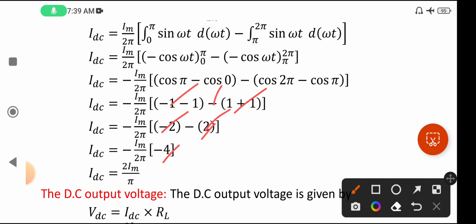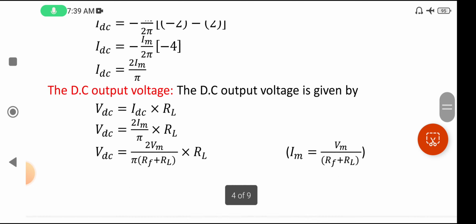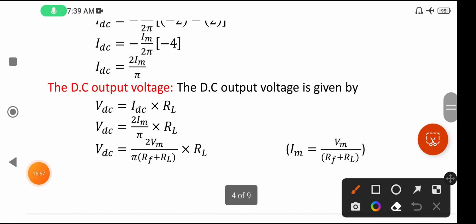So minus 2 minus 2 gives minus 4, and with the minus outside it becomes plus 4, and 2 ones are 2, 2 twos are 4. That is why IDC is 2 Im by pi.